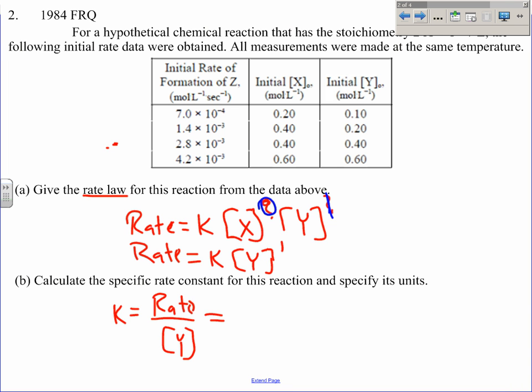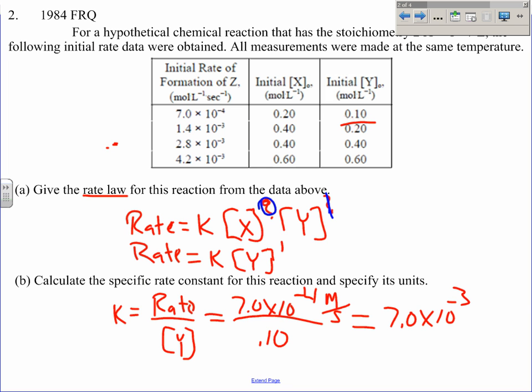The rate in the first one was 7.0 times 10 to the negative fourth. And that would be in units of molarity, or moles over liters and seconds. So that would be molarity per second. And I'm going to divide that by my concentration of y. Well, the concentration of y was 0.10. Remember, x doesn't make any difference, so I don't plug it in. Well, 7.0 times 10 to the negative fourth divided by 0.1. This one's easy enough, I can do that one in my head. Ends up giving you a value of 7.0 times 10 to the negative 3.